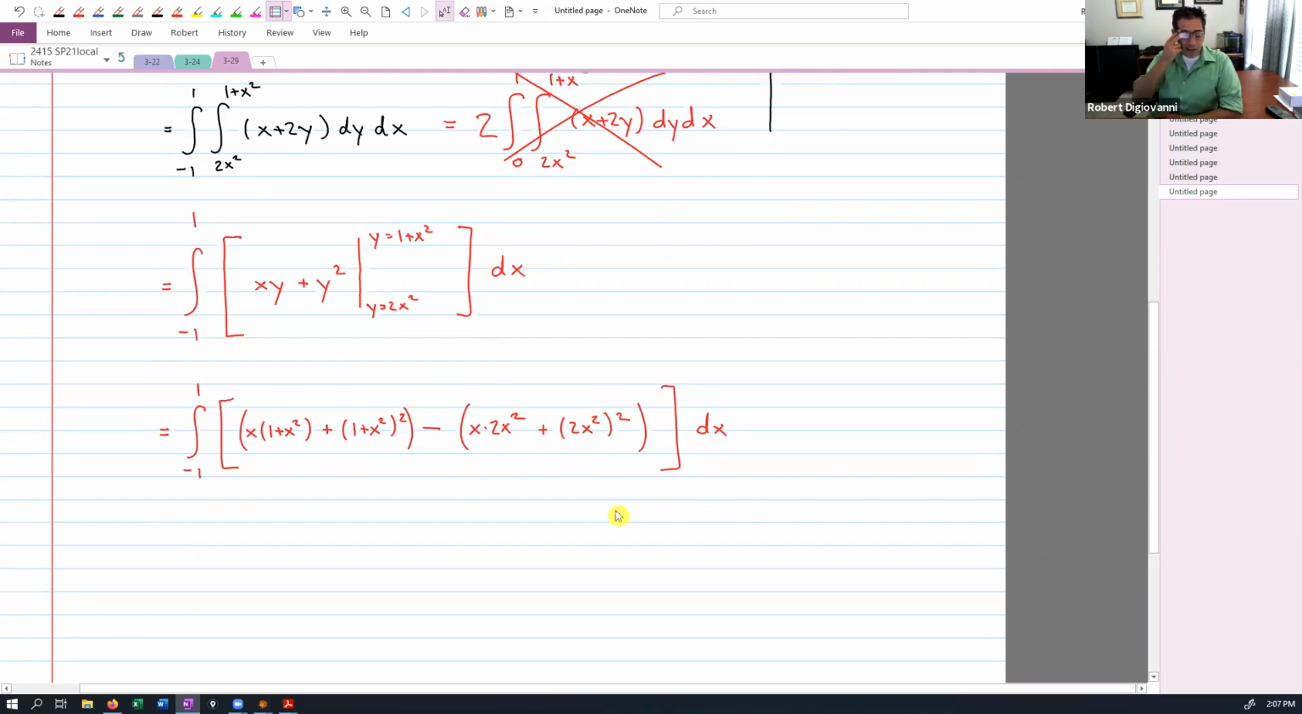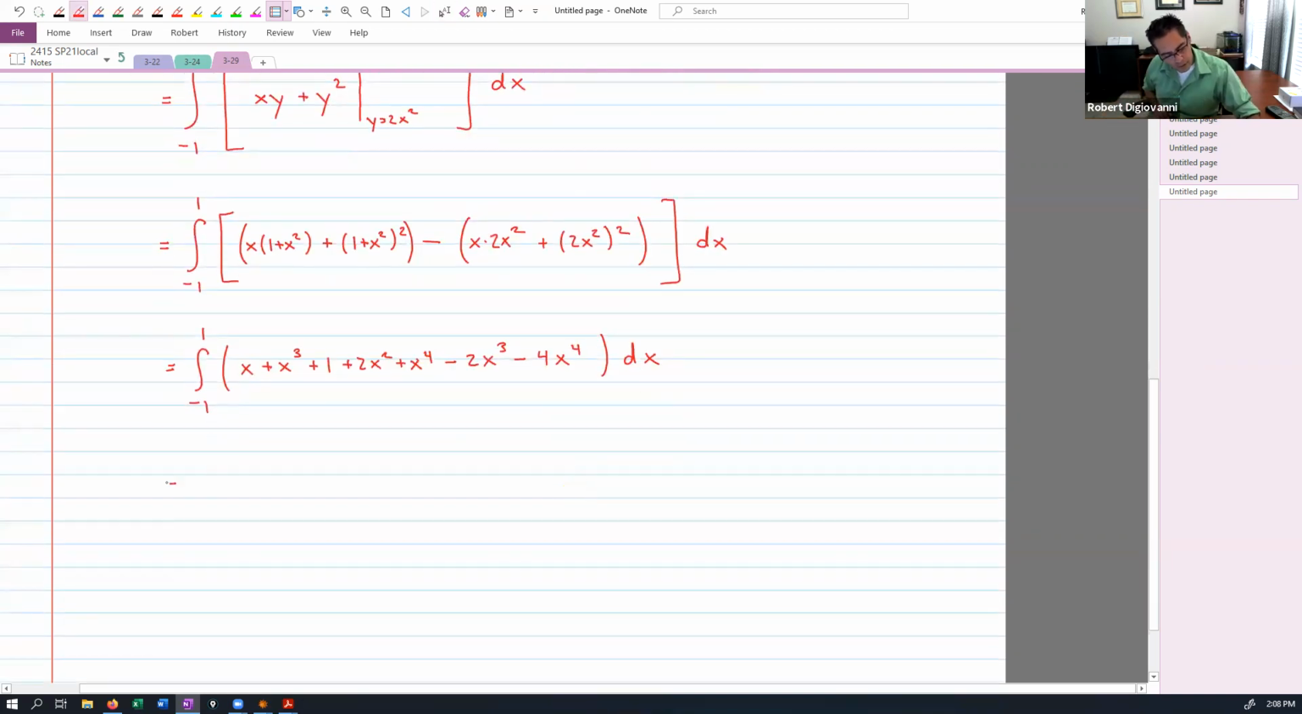And now we have a new integral that has nothing but x in it. All right, let me try and clean this up. This is going to be x plus x cubed plus 1 plus 2x squared plus x to the 4th minus 2x cubed minus 4x to the 4th. So I'm just cleaning this all up algebraically. Let me put this in descending order, highest power of x down. So -3x to the 4th. That should take care of those two.